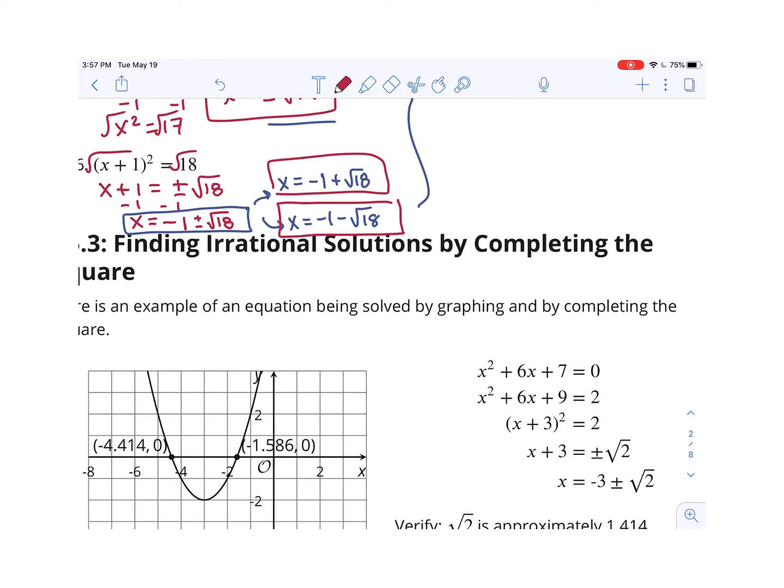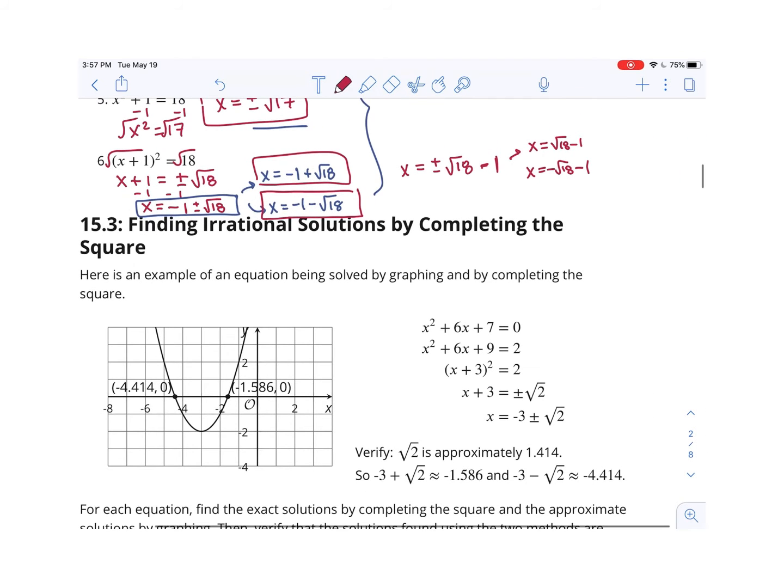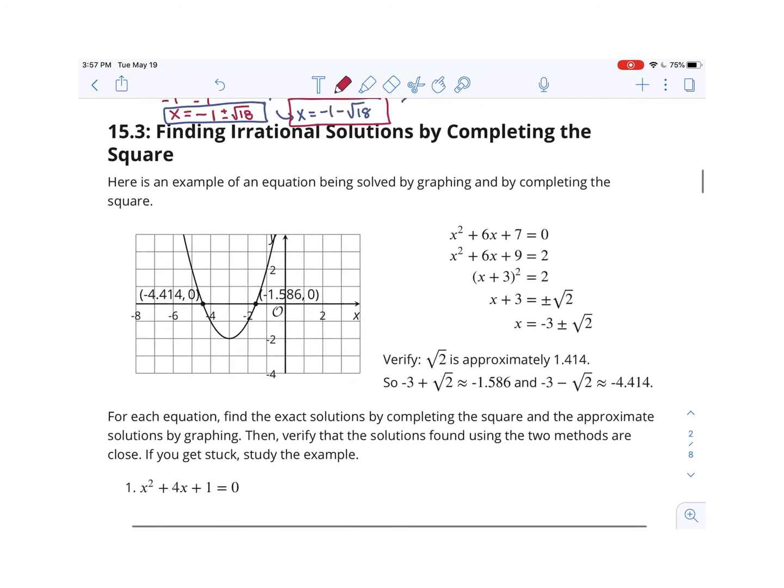You can also write it the opposite way, x equals plus or minus the square root of 18 minus 1. Then you've written it out both ways: x equals the square root of 18 minus 1, or x equals the opposite of the square root of 18 minus 1. So you can write them that way too, but typically you'll see it written the first way, where you have the rational number first, followed by the plus or minus and your radical.